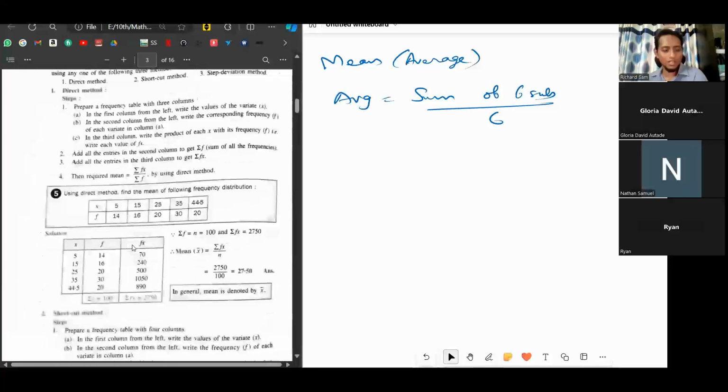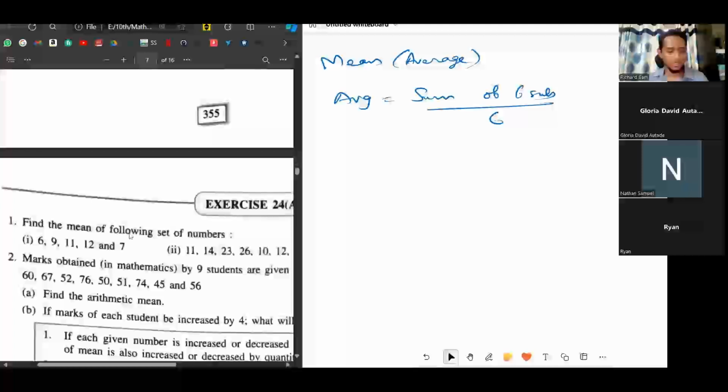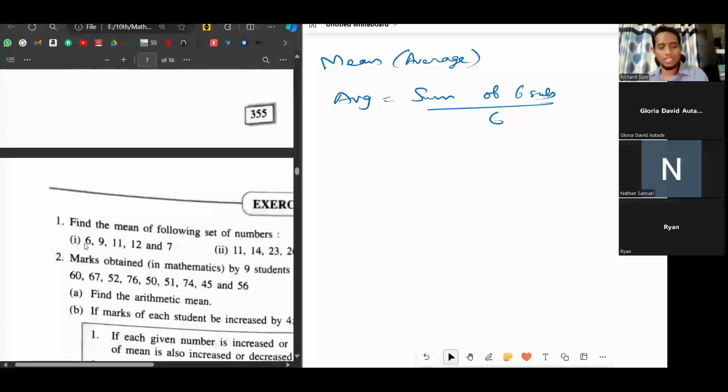All right, so let's look at a question here. Question 1. Find the mean of the following set of numbers. Okay, so do this first question. 6, 9, 11, 12, and 7. Find the mean of this. Do this fast, everyone. 1 minute.